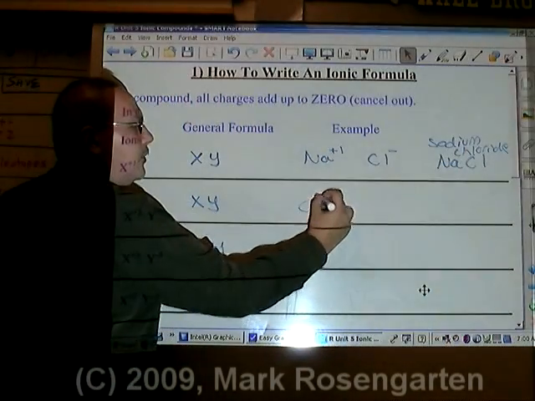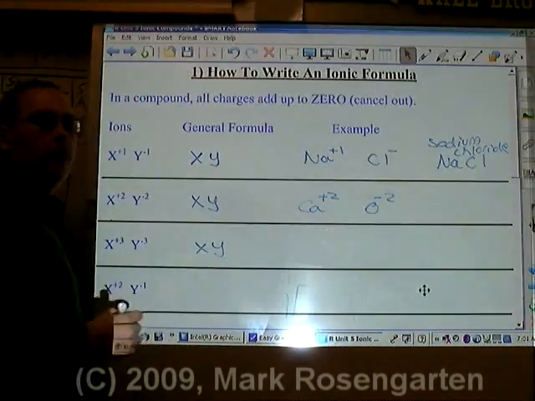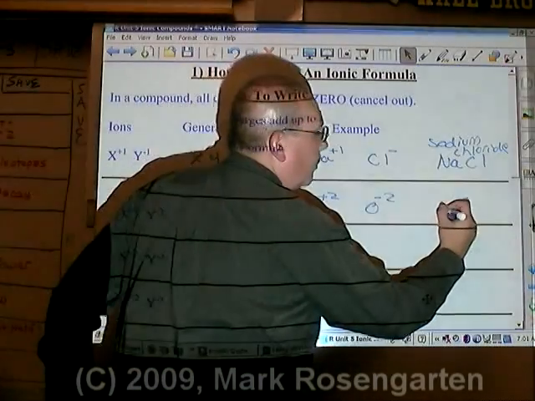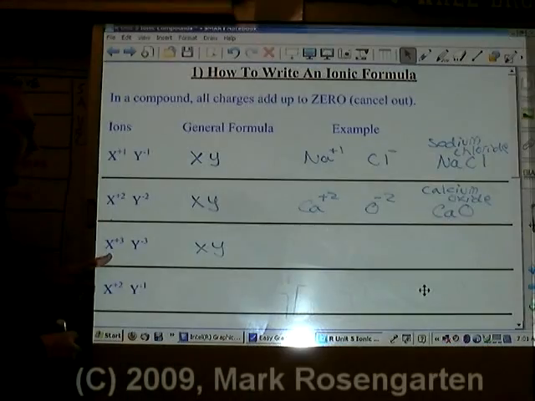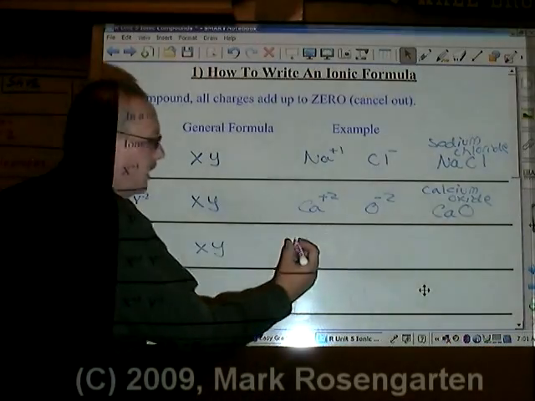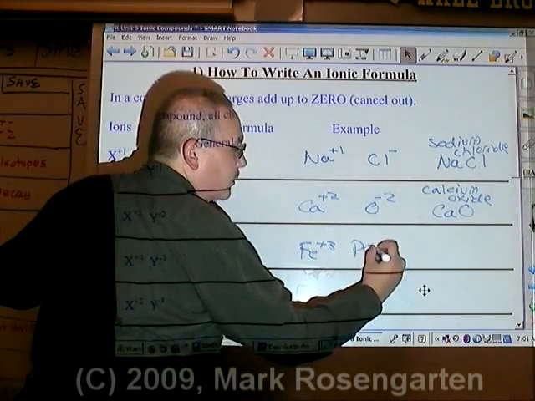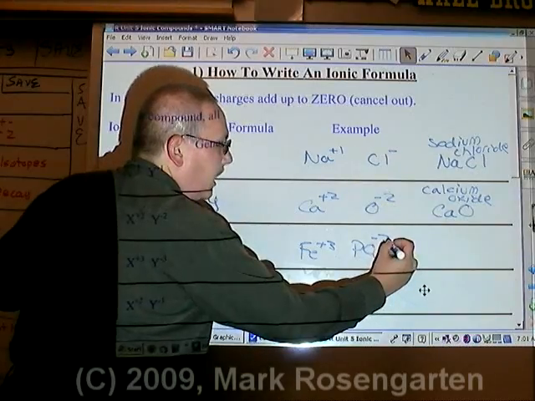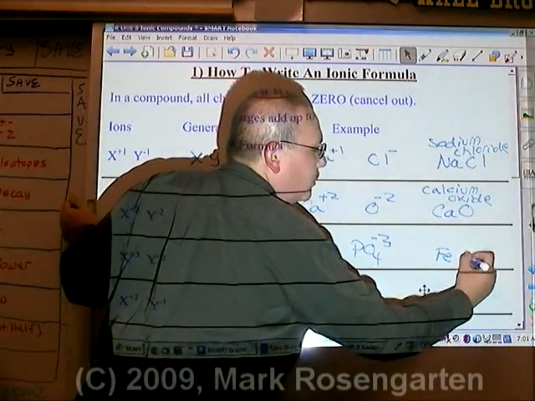Calcium is +2. Oxide is -2. Therefore, they'll cancel each other out to form the formula CaO, calcium oxide. X +3 and Y -3: Fe is +3. Phosphate, the polyatomic ion, is -3. Therefore, they cancel each other out 1 to 1.